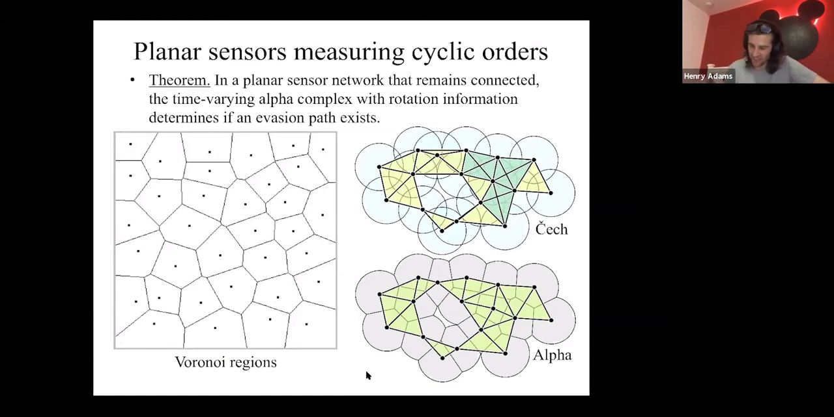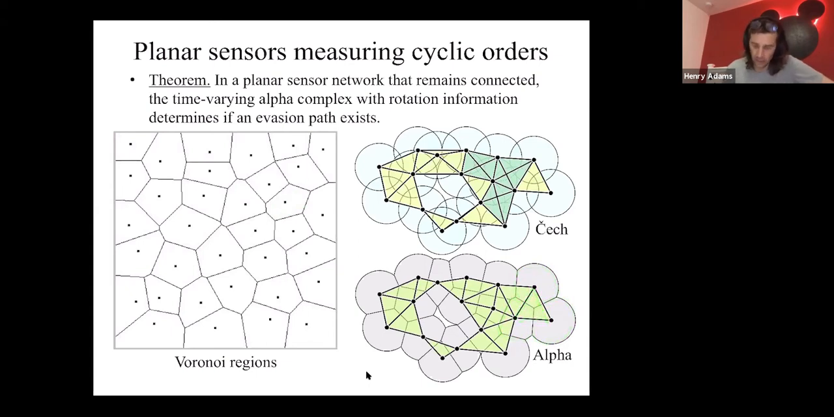So the alpha complex: you take each sensor ball, you intersect it with the corresponding Voronoi region, and you get this bubble-shaped region. Then to build the alpha complex, you look at the bubble-shaped regions. If two bubble-shaped regions intersect, then you add an edge. And if three bubble-shaped regions have a point of triple intersection, like these do right here, then you add in the triangle.